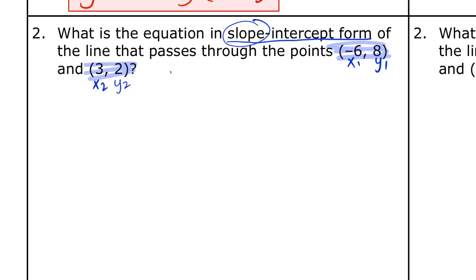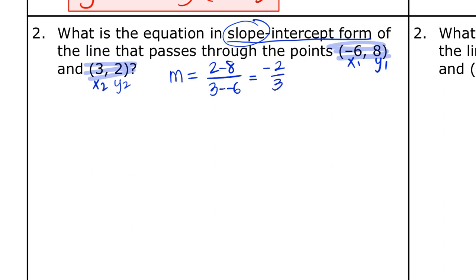So m equals, I need y2 minus y1, so that'll be 2 minus 8, over x2 minus x1, 3 minus -6. My suggestion is to type it into the calculator all at once because it'll simplify everything for you, and I get negative 2 over 3.